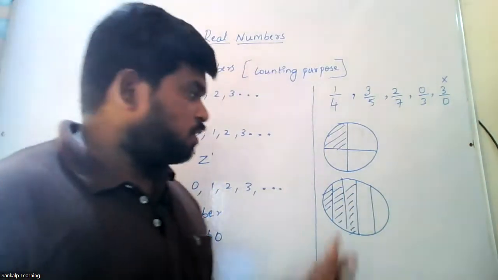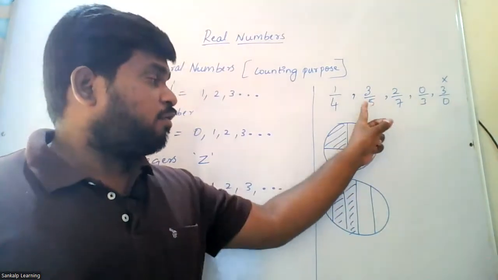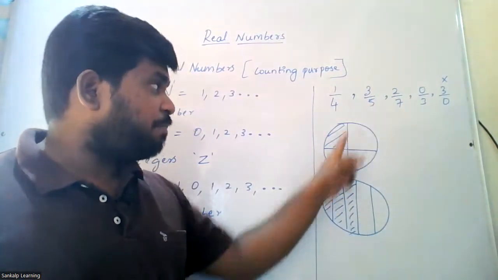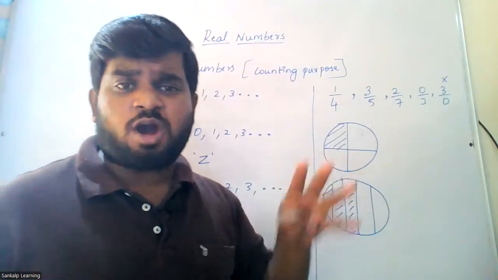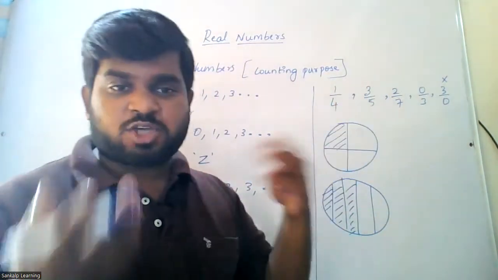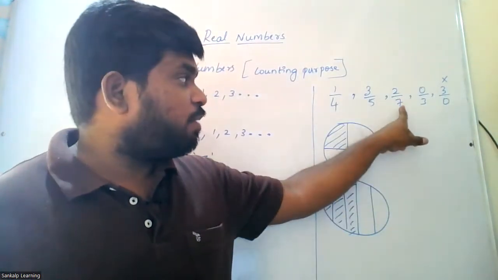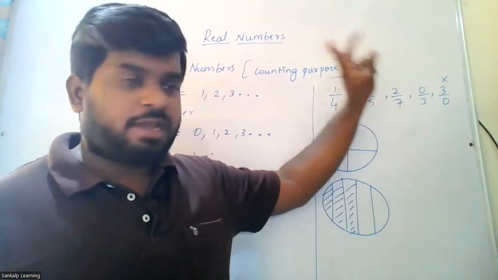There is a cake. I'm divided into 5 pieces. Out of these 5 pieces, I'm taking how much? 3. The denominator tells you how many pieces you have divided the apple or cake or whatever. The numerator tells how much you have taken. 2 by 7. Again, the cake is divided into how many pieces? 7 pieces. I'm taking 2 pieces.